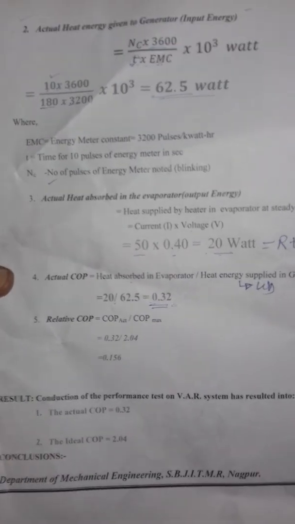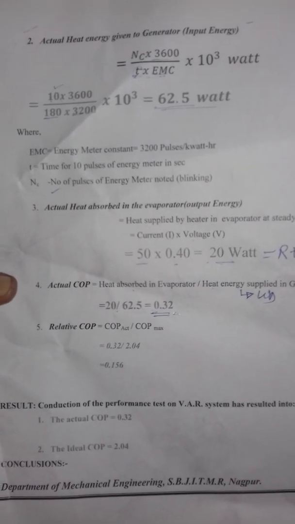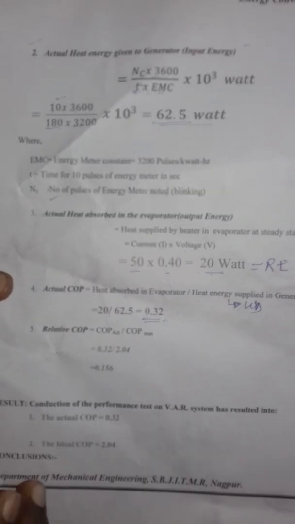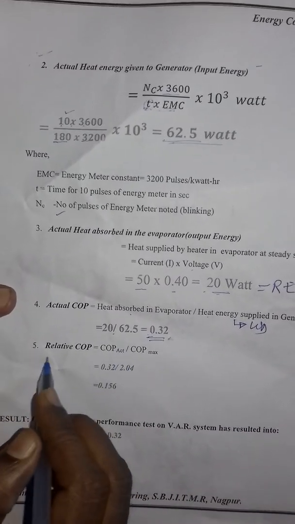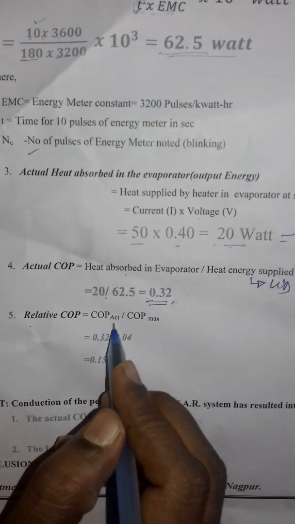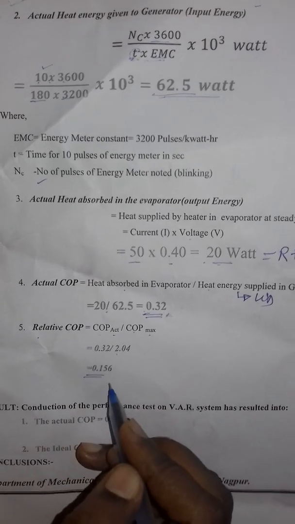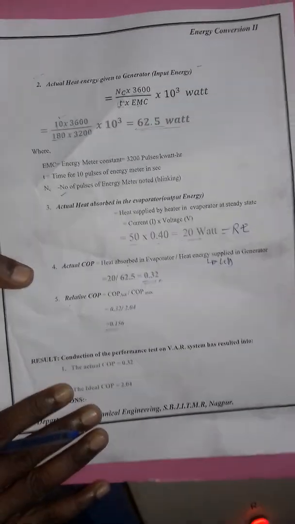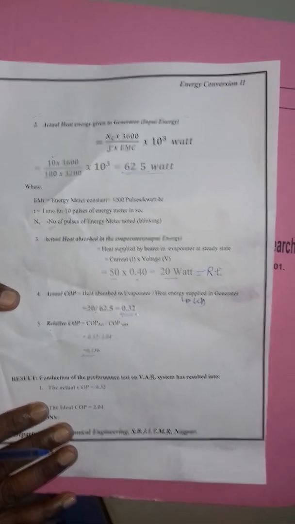Because here we are not using the compressor, and therefore the flow of the refrigerant in the system is not up to the level of the vapor compression system. Therefore, the heat carrying or heat absorption capacity of the refrigerant is less in the vapor absorption system in the absence of a compressor. The relative COP is given by the expression COP actual upon COP maximum. We put in the values of both COPs and get the relative COP as 0.156. In this way you can find three parameters: the maximum possible COP, the actual COP, and the relative COP.